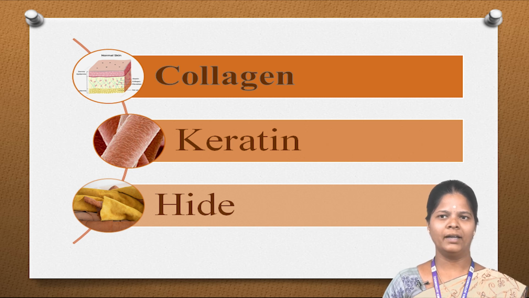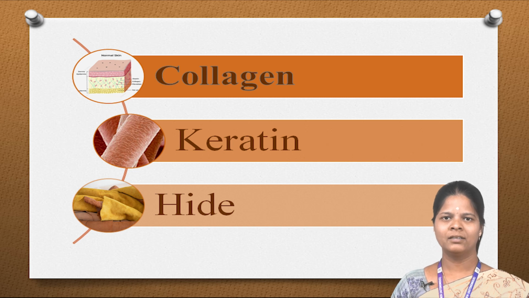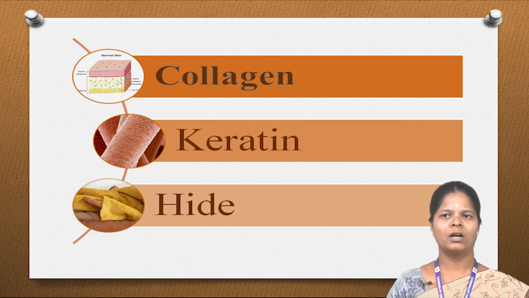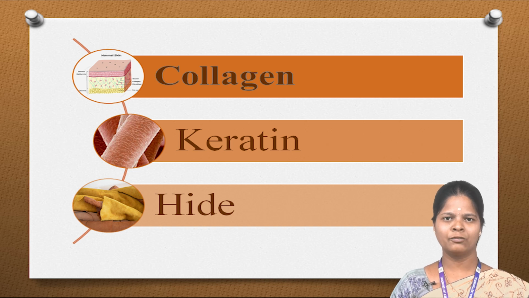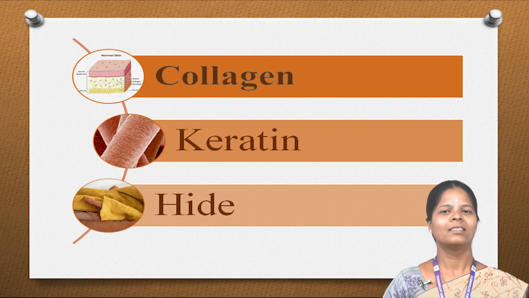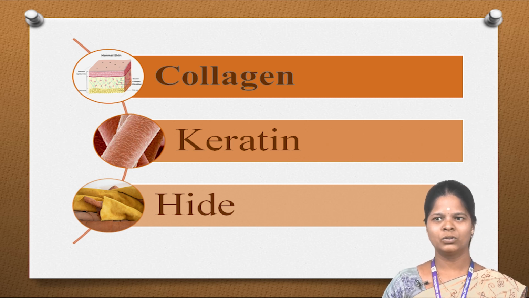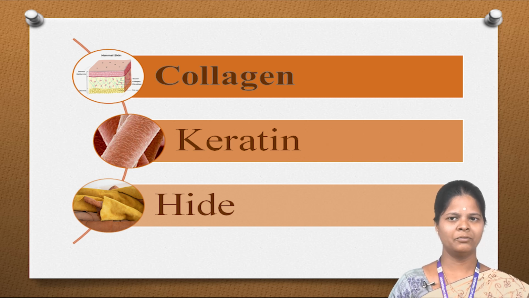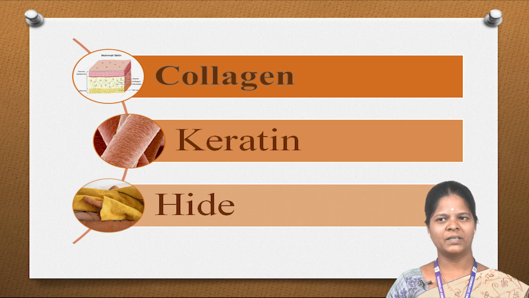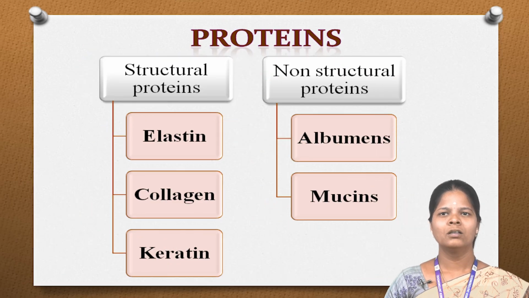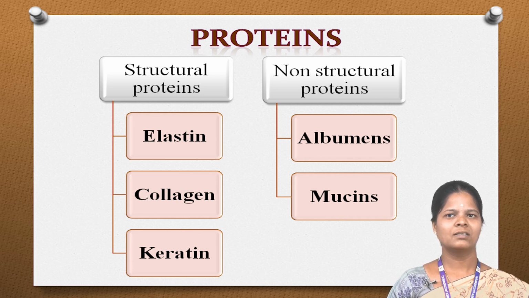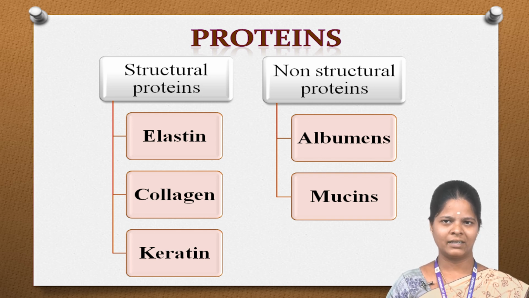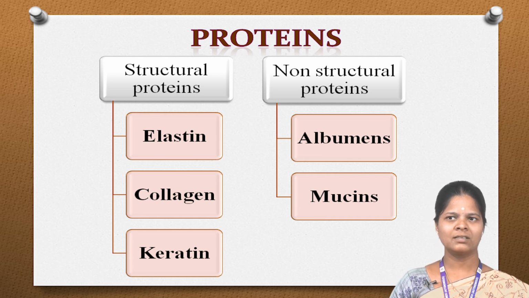Next, the composition of hide is water, protein, fat, minerals and other substances. These are present in certain percentages: water 64%, protein 33%, fat 2%, mineral salt 0.5%, and other substances 0.5%. Proteins are of two types: structural proteins and non-structural proteins. The structural proteins are elastin, collagen and keratin, and the non-structural proteins are albumins and mucins.